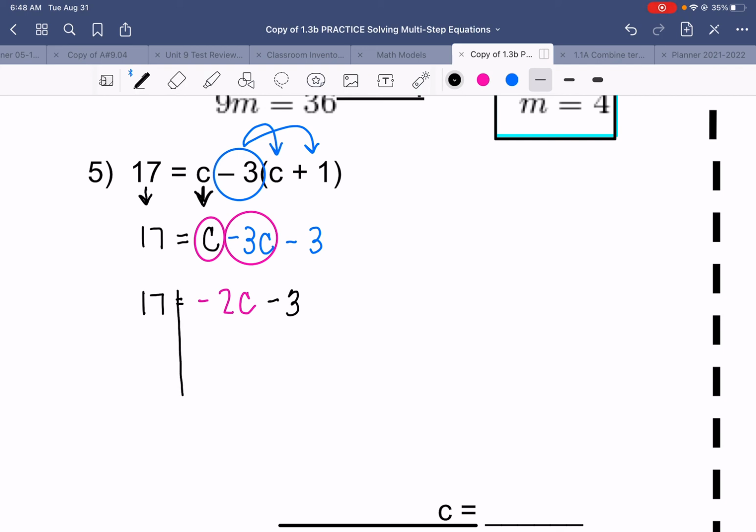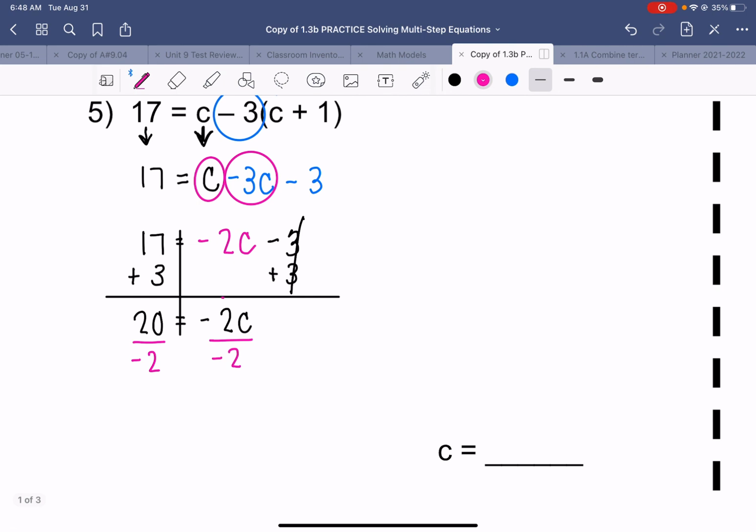Now we solve. So we're going to add 3 to both sides because step 1 is undo the addition or subtraction. So 17 plus 3 is 20. Bring down everything I didn't use. Then I divide by that coefficient because it's multiplying to the c. I've got to undo that multiplication. So 20 divided by negative 2 gets us a negative 10c.